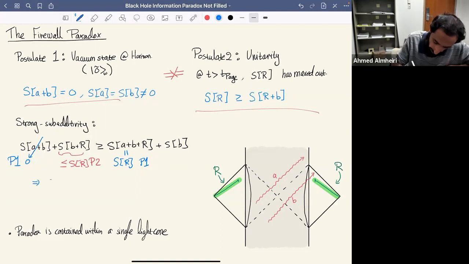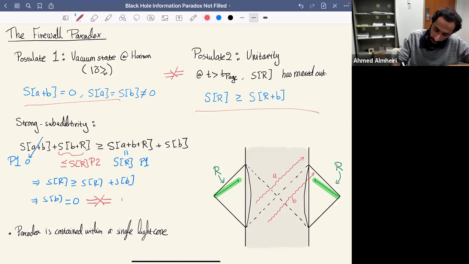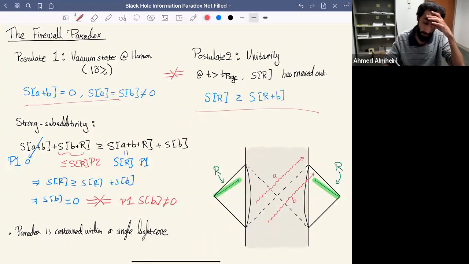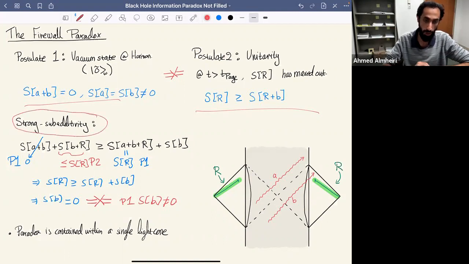Just simplifying, we would get S of R is greater than or equal to S of R plus S of B, which implies that S of B is less than or equal to 0, but entropy can't be negative, so that just means that S of B is equal to 0, but this contradicts postulate 1, right? Because from postulate 1, we have S of B does not equal 0. The statement is that the requirement to have postulate 1 and postulate 2 both be true requires a quantum state that is not consistent with quantum mechanics. It's an impossible quantum state. It does not satisfy strong subadditivity.